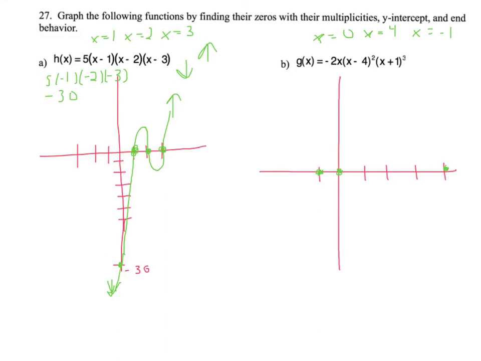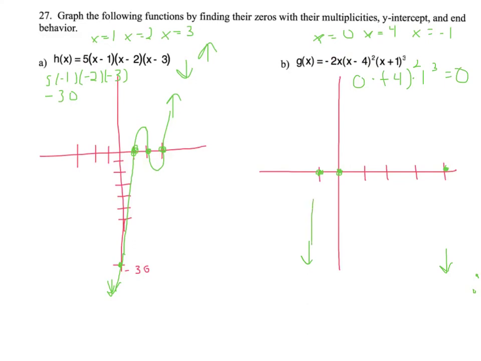So the degree of this is really 6, since I have an exponent of 1 here, 2 and 3. We want to add those all together. And since it's negative, both of my arrows will be going down at the end. And then the final thing that I want to find is my y-intercept. So if I plug in 0, I'll get a 0 times negative 4 times 1, negative 4 squared times 1 cubed, but that will just be 0. So now I'm ready to graph.